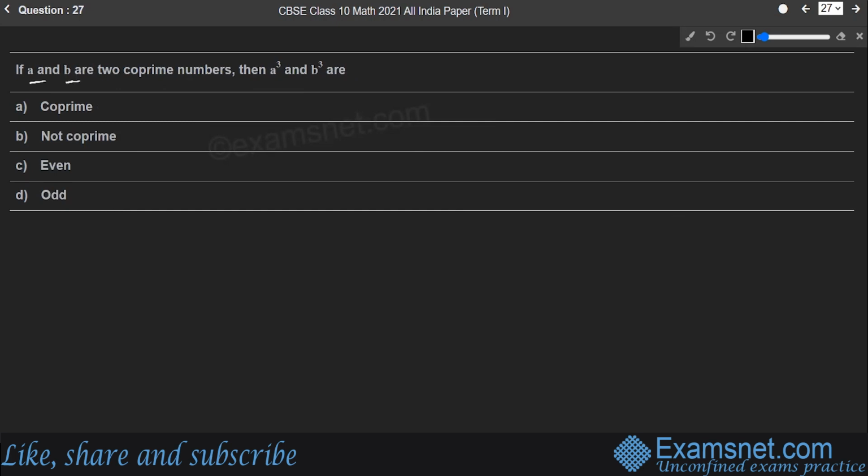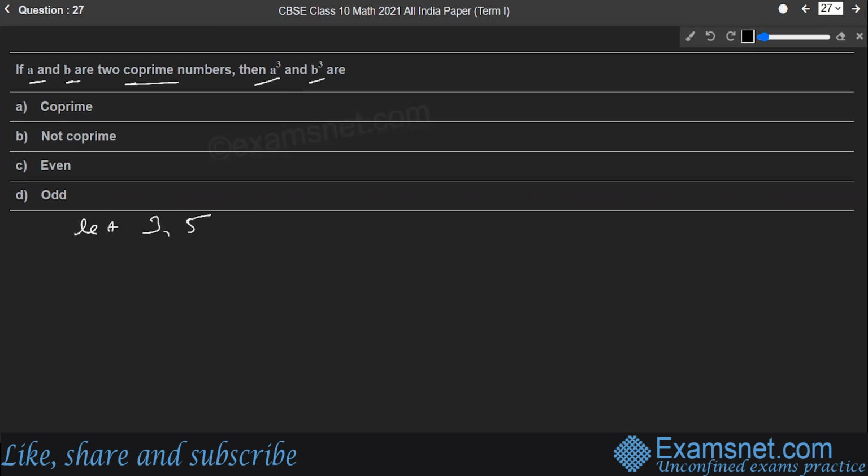Now, if a and b are two co-prime numbers, then a cube and b cube are what? So we have to find out whether they are co-prime, whether they are not co-prime or something. So let us take some example. Let's say any pair of two co-prime numbers, let's say 3 and 5.